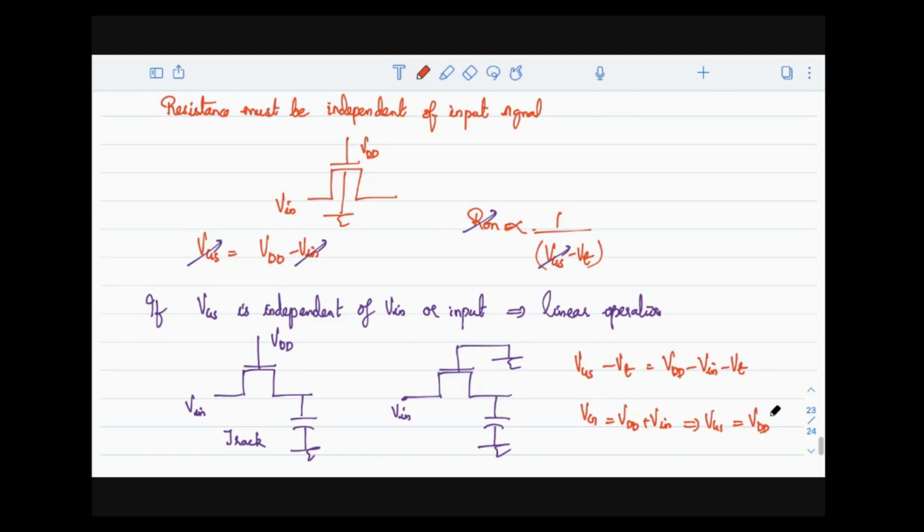Now, since we know that we need to connect a VDD during the sampling phase, during the sampling phase your gate should have VDD plus Vin. During the hold phase, that should be connected to ground. Now the next question is, how is that possible? Connect?